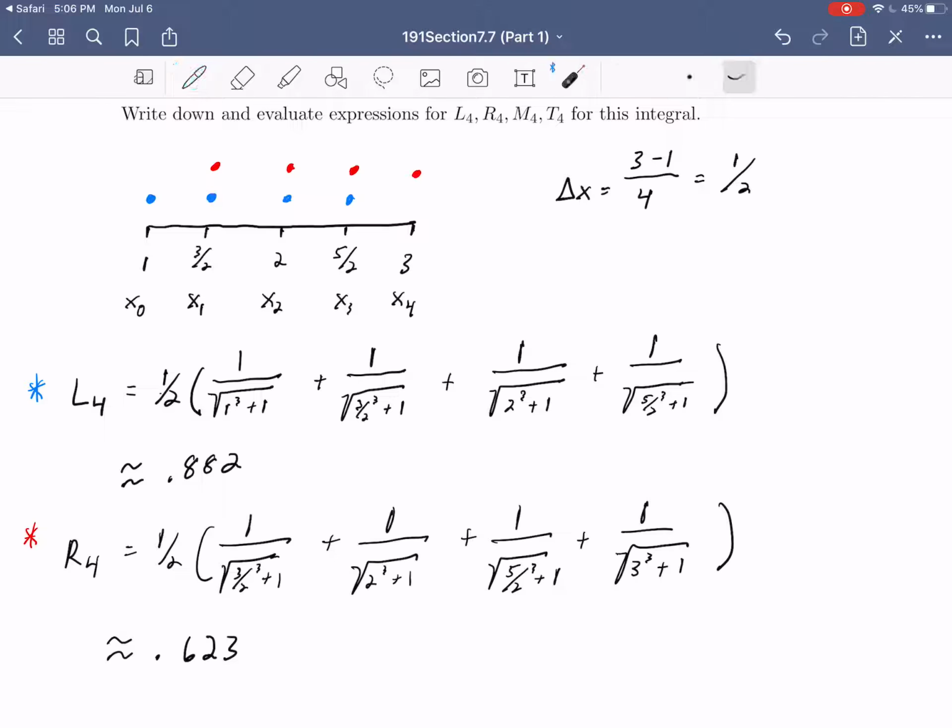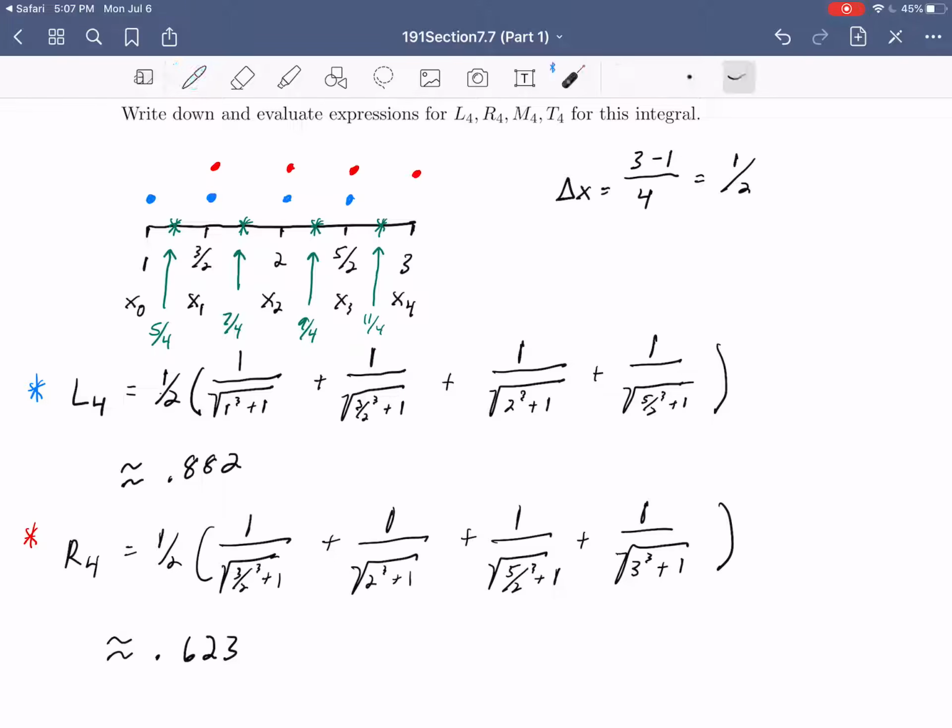All right, and let's go ahead and do the midpoint. For the midpoint, we are not going to be using any of these, but we're going to have to establish the midpoints of each of these. So we will have to use these 4 midpoints. So what are those midpoints going to look like? Well, the midpoint between 1 and 3/2 would be 5 over 4, and then this would be 7 over 4, this would be 9 over 4, and this here would be 11 over 4.